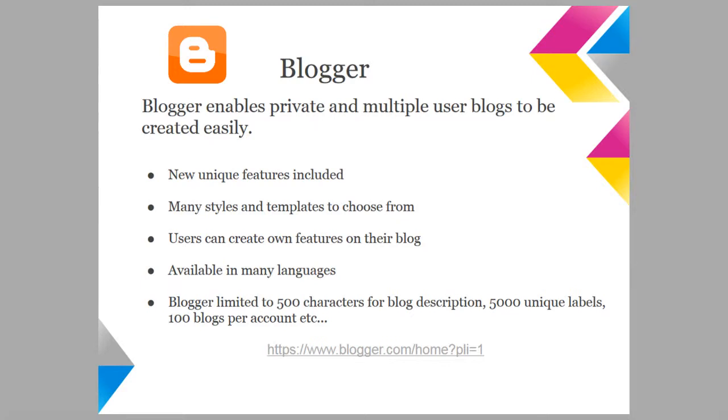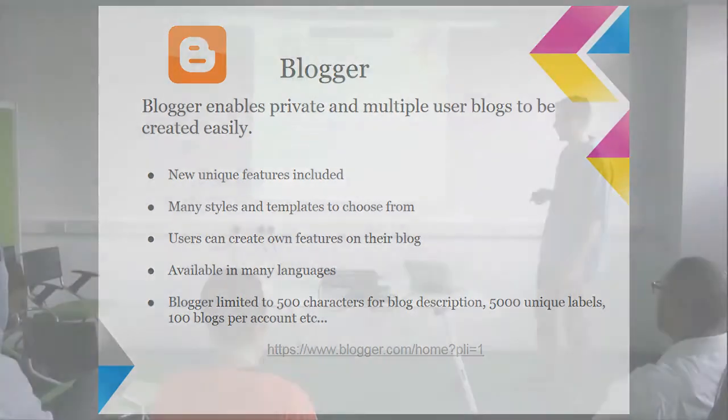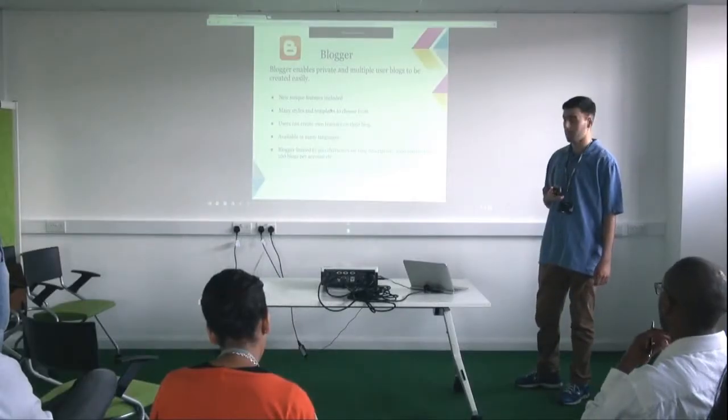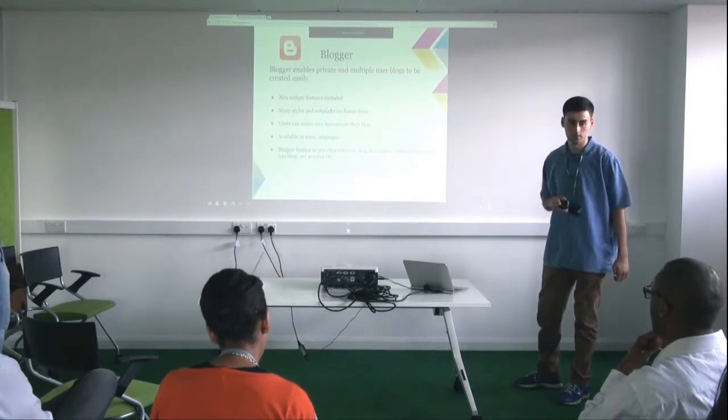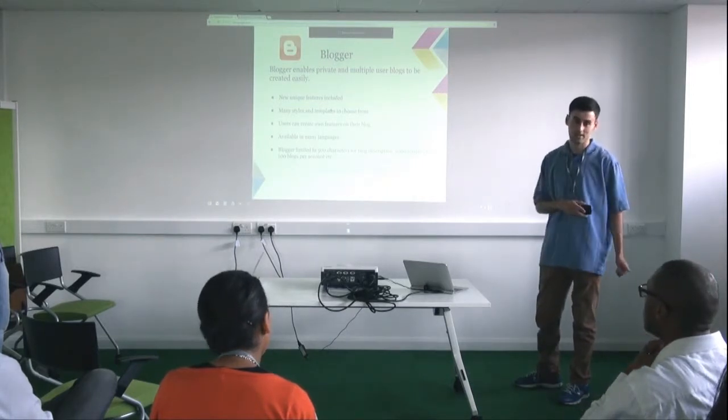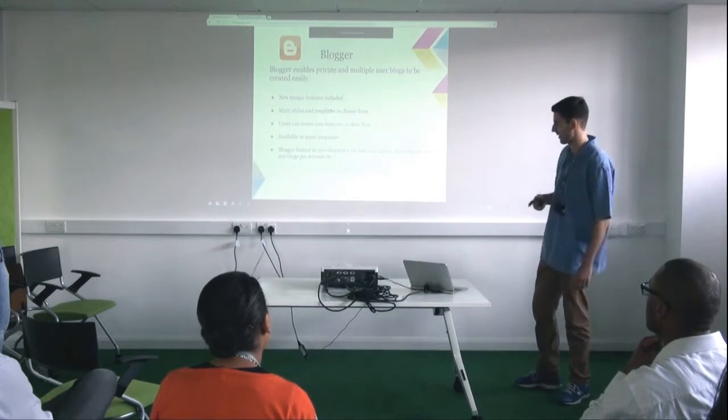It's limited to 500 characters for blog description, 5,000 unique labels, and 100 blogs per account. So for one person they can make 100 different blogs on whatever they want to talk about, whether that's IT, sport, news, etc.